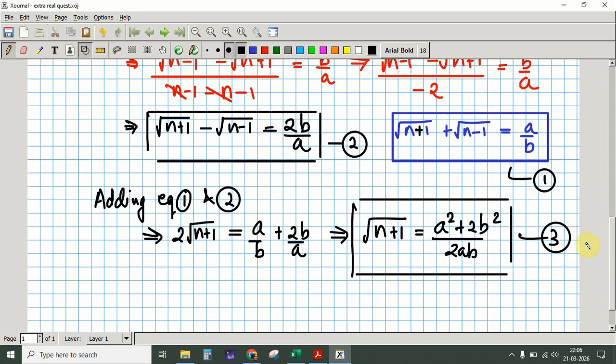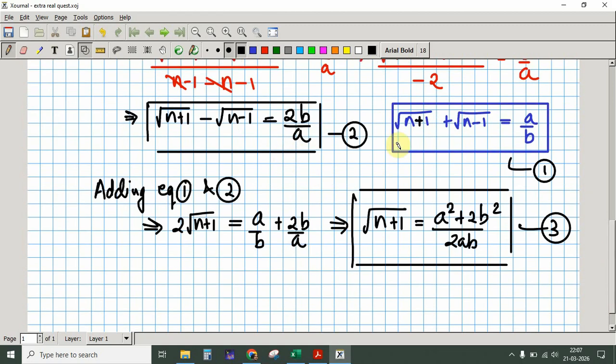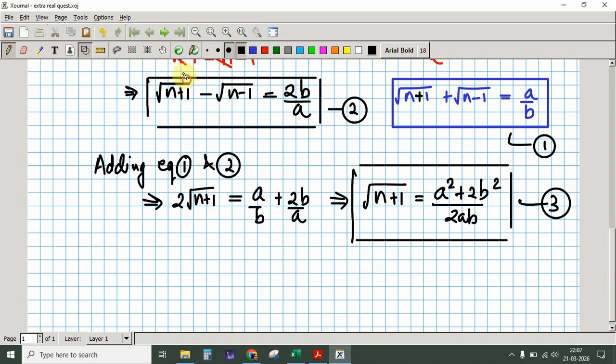Equation number 3. Now I want to subtract equation 1 and 2. When I subtract it, what will I get? Can you imagine after subtraction? This and this, they both are cancelled. And I am subtracting, so let's write it down. I am subtracting 1 and 2. So this will come first and the negative sign will be in front of it, so this will be plus.